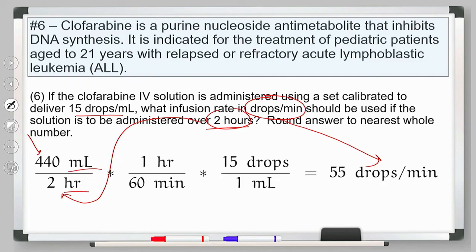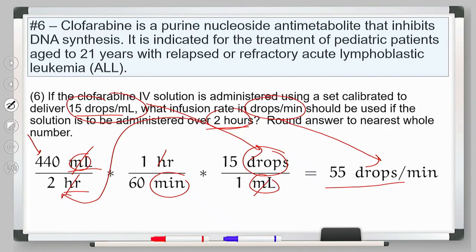So pick one. Which one do we want to convert first? I did time this time. So let's convert hours to minutes by dividing by 60. That converts the units of hours to minutes. Now let's convert milliliters to drops by using my 15 drops per mil calibration. By multiplying by 15, milliliters cancel, and you can see now I'm going to end up with units of drops per minute, which is what I want. So you do that math all the way across, and you get 55 drops per minute.